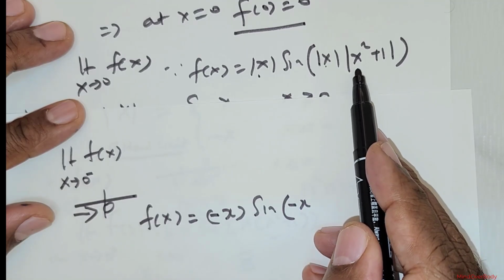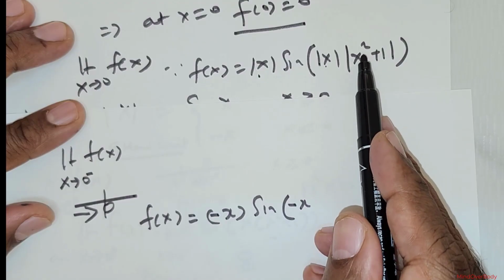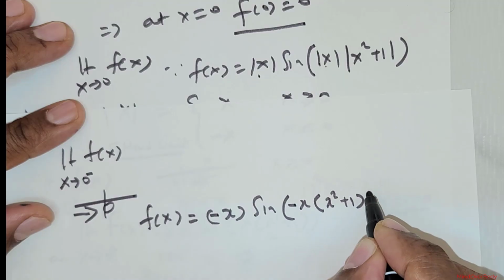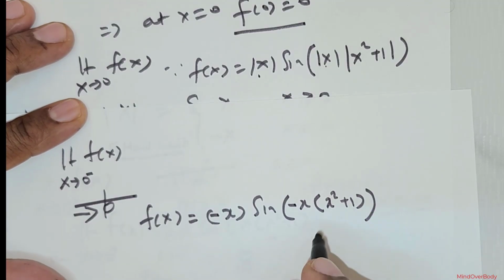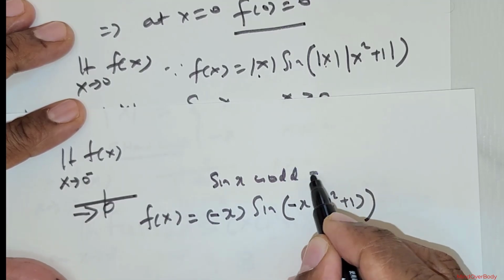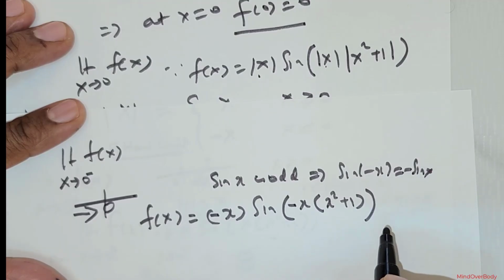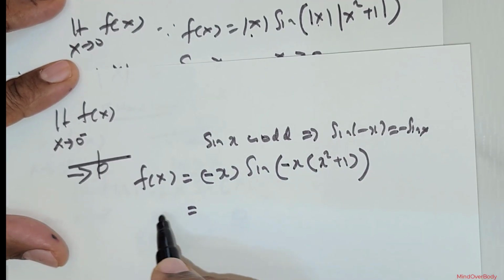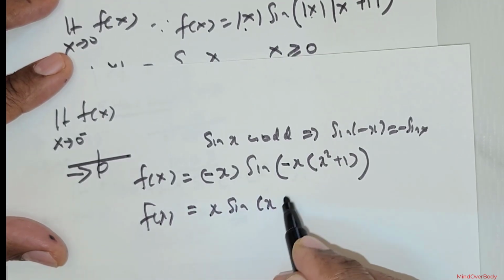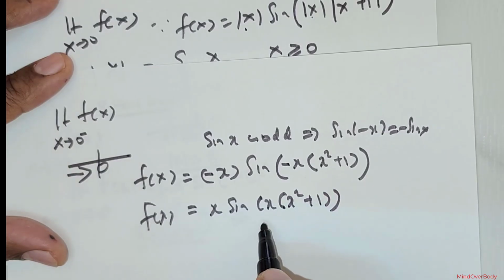Now no matter whether this is negative or positive, this has got a square there, so the outcome is going to be x squared plus 1. It's not going to have any impact. But sine x is an odd function, so this means sine of negative x is going to be negative sine x, right? So this negative is going to come out, so my f of x is going to be x times sine of x times x squared plus 1. This is how it is going to look.